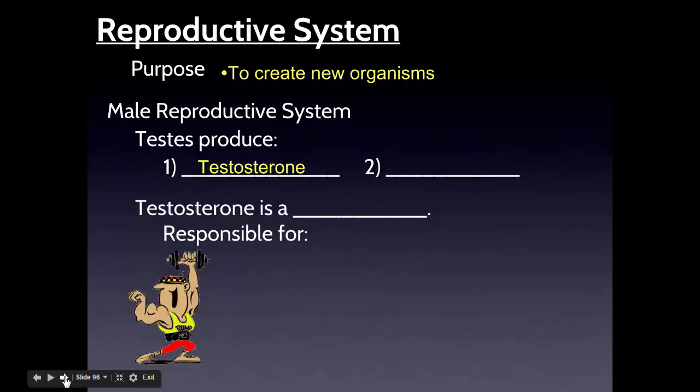But then they have another job, a reproductive job as well, to produce what? Sperm cells. So the testes produce sperm. And they're both related because testosterone affects the production of sperm. So what would you call testosterone? It is a what? Hormone. Yeah, it's a hormone. And it's an important hormone. Testosterone is responsible for the development of the things we call male secondary sex characteristics.